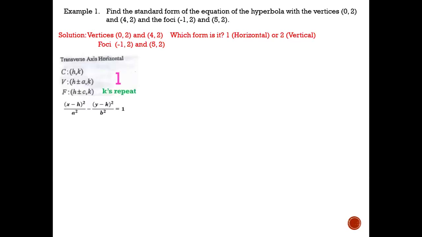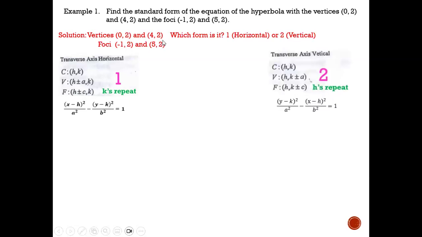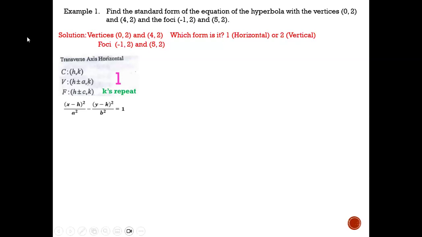Well, I see already that my second coordinates repeat: 2, 2, right? So because the k's repeat, it's this one. Transverse axis horizontal. This is the information I use. This is the equation I need, right?